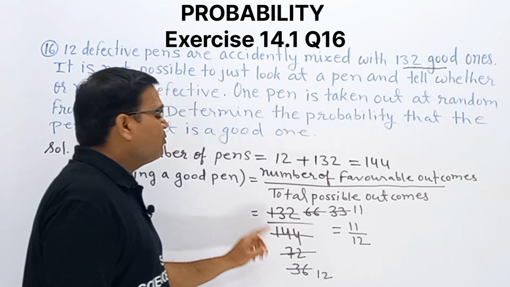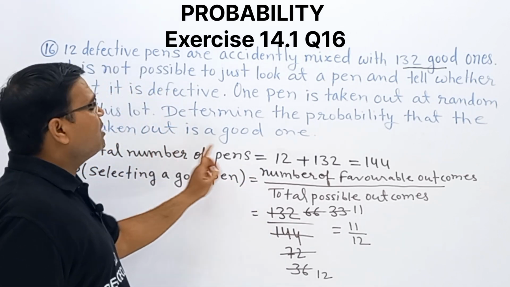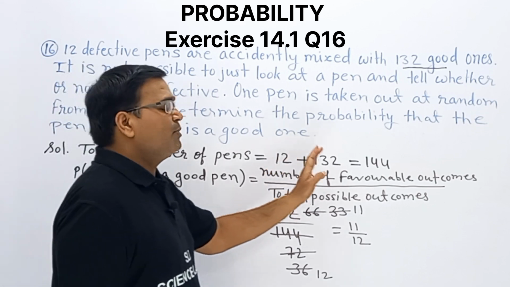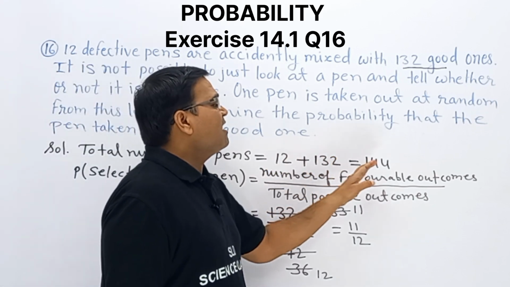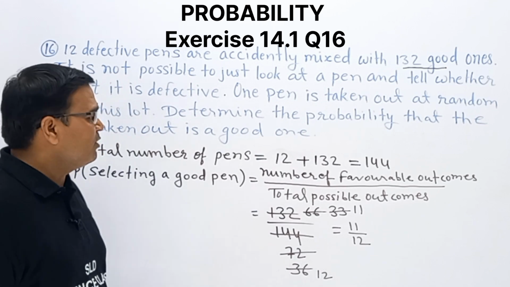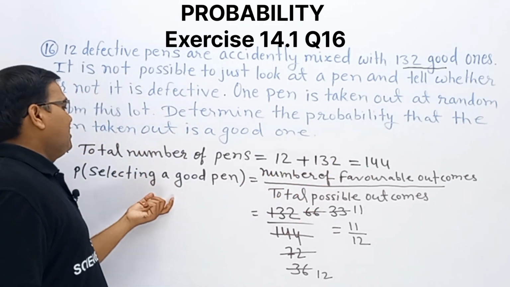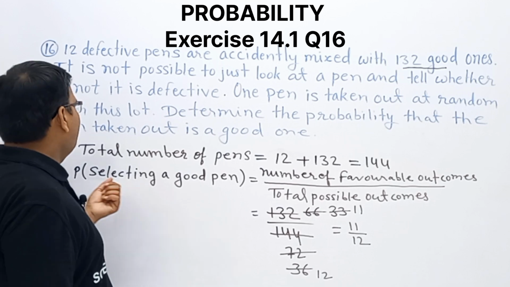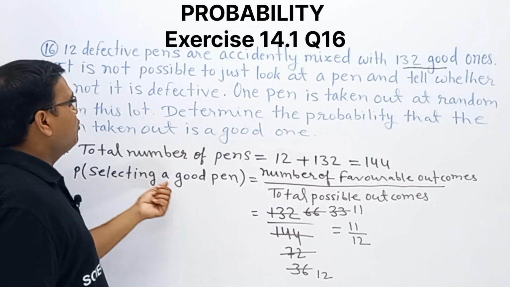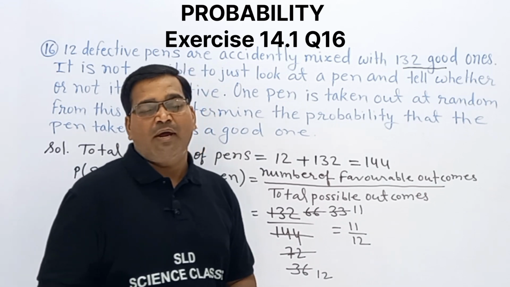So number of favorable outcomes will be 132, divided by total possible outcomes, in which we are taking the total number of pens, 12 defective plus good pens, then we are getting 144. So total possible outcomes will be 144, and number of favorable outcomes will be the good pens. So probability of selecting a good pen will be 11 upon 12. This is the required answer.